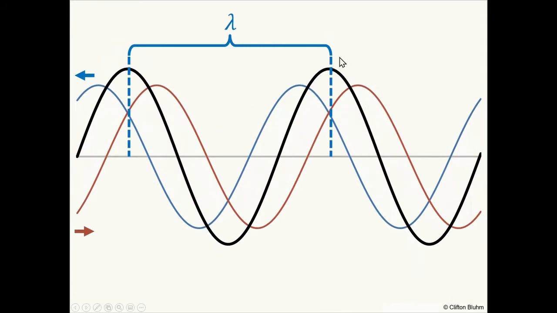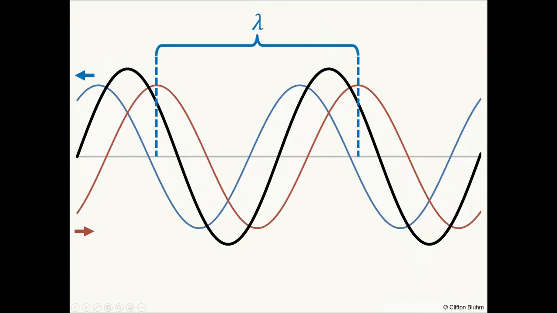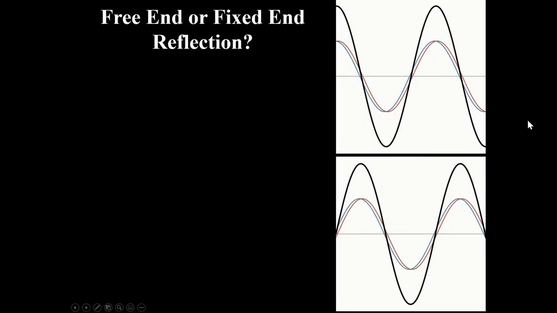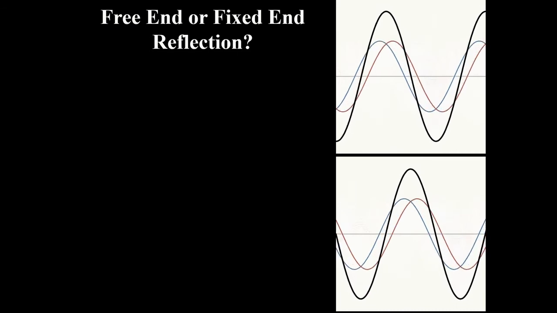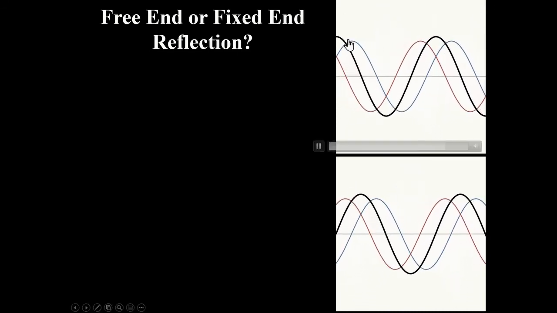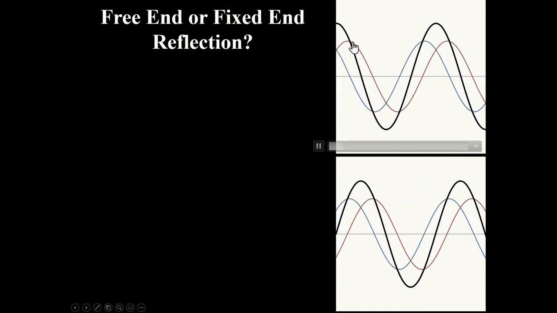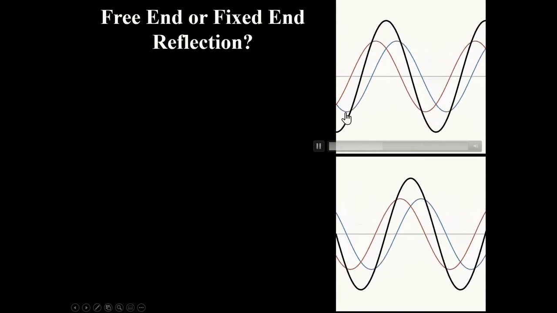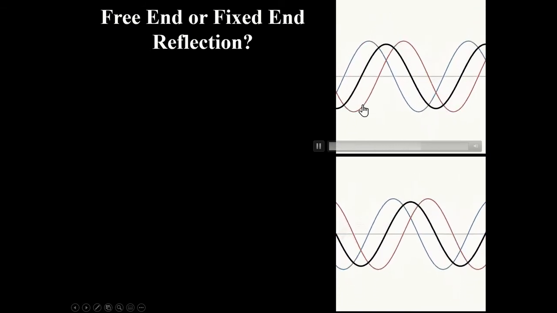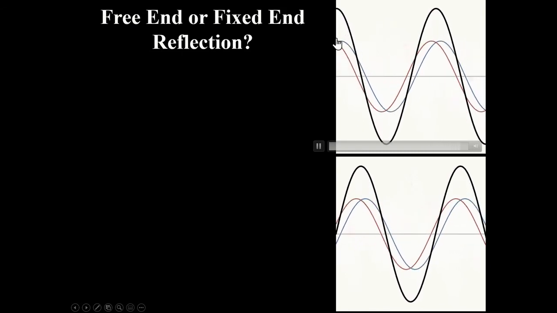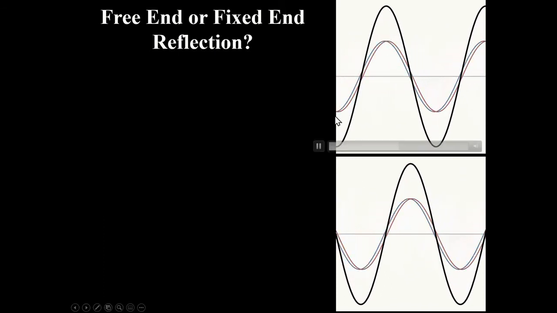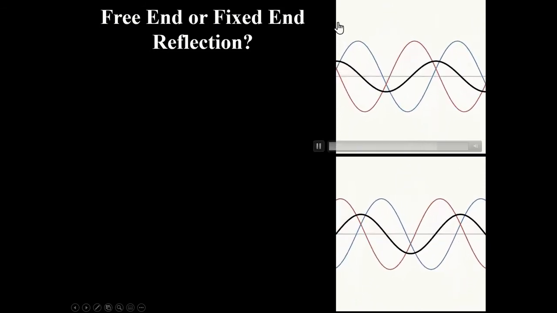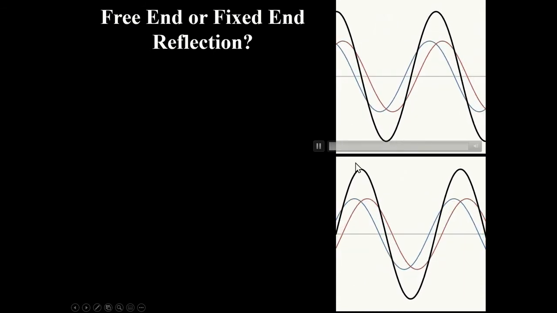Now, one thing to notice about that is that the resultant has the same wavelength as the individual waves that were making it. So let's see if we can figure out which of these two situations is the medium free at both ends, or which one is fixed at both ends. If we watch this crest coming in, crest comes back. Or if I watch this trough coming in, trough comes back. You can see it didn't flip it. And if it didn't flip it, that would be for a free end reflection. You get crest on crest and trough on trough, and you get this resultant going with constructive interference, really high and really low.